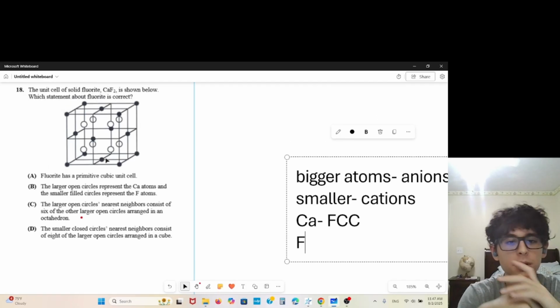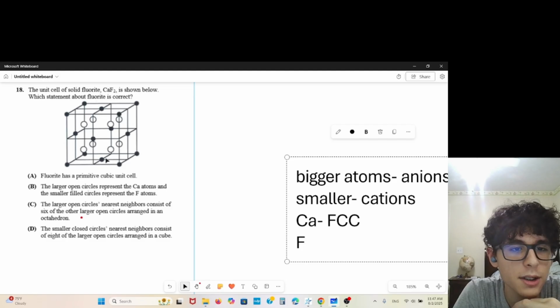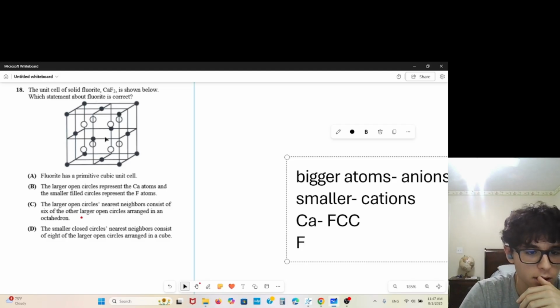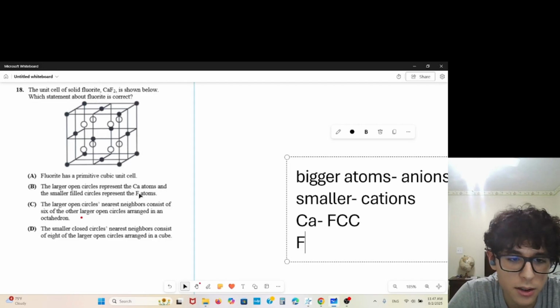Okay, the larger open circle's nearest neighbors consist of 6 of the other larger open circles arranged in an octahedron. Okay, let's think about this. The fluorine neighbors have 6 of the other fluorine neighbors arranged in an octahedron. The nearest neighbors to the anions are always the cations, so this is wrong, right?